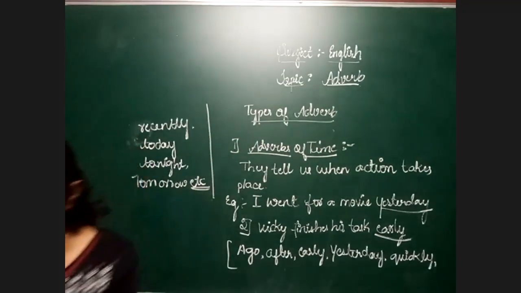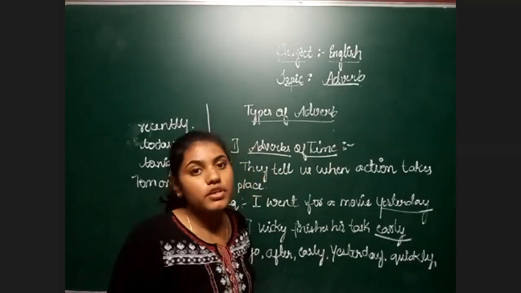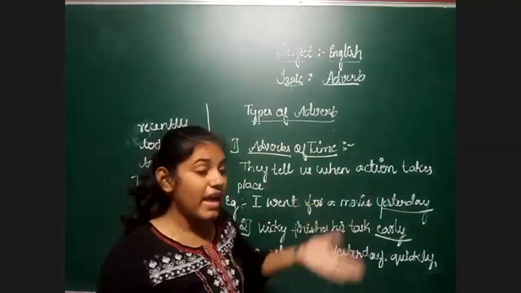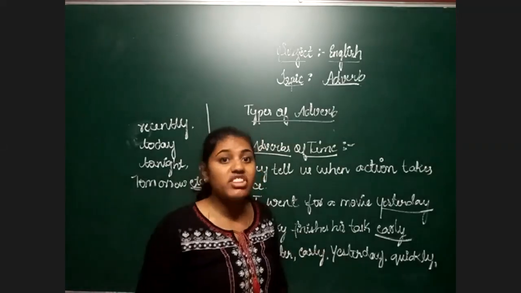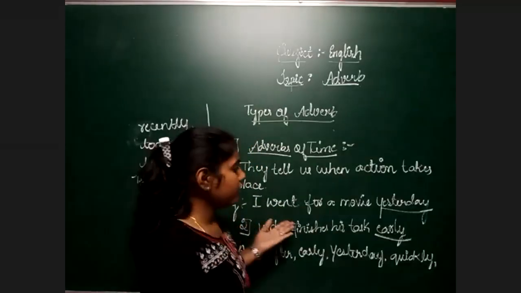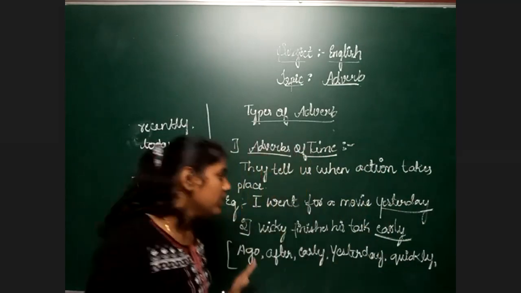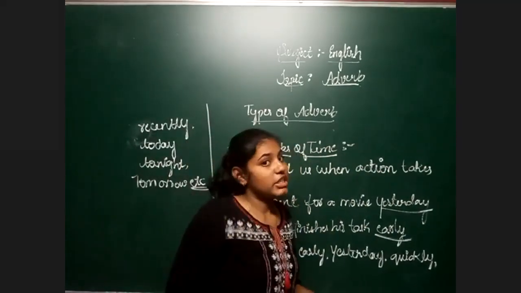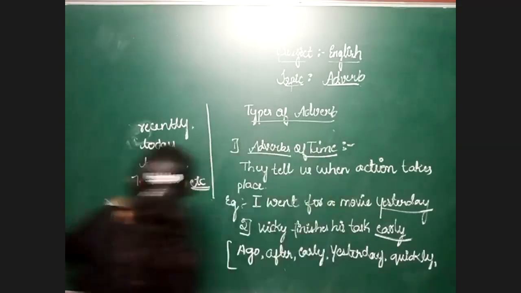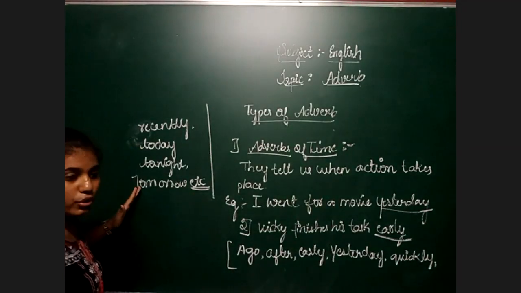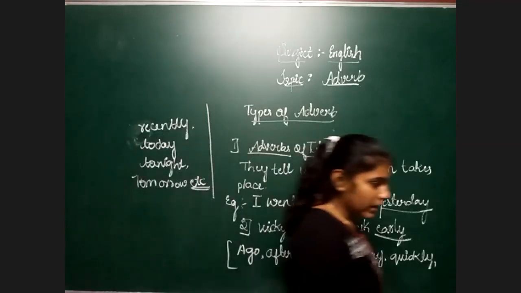Okay, see guys, this is the first type of adverb. The first type of adverb is adverbs of time. What is meant by adverbs of time now? See, that tells us when the action takes place, at what time the action takes place. It's not really exactly about the time, like 7:30, 6:30. It is like, I went for a movie yesterday. It shows an action yesterday. I came to school early, like that. It tells about when the action takes place. For example, after, early, yesterday, quickly, recently, today, tonight, tomorrow. These are the few examples I have given to help you understand. Copy down this. Any doubt?